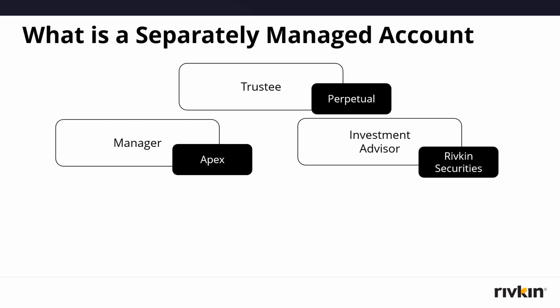The product owner, the product manager, and the administrator for this, as we discussed, that is Apex, formerly Mainstream. And then again, with all of these products, there's generally a third-party investment advisor. And in that case, this is Rivkin Securities. And our role in this is to provide the investment advice to Apex based on the strategies and the objective of each of these separately managed accounts.